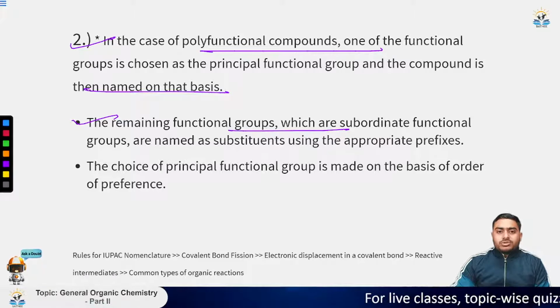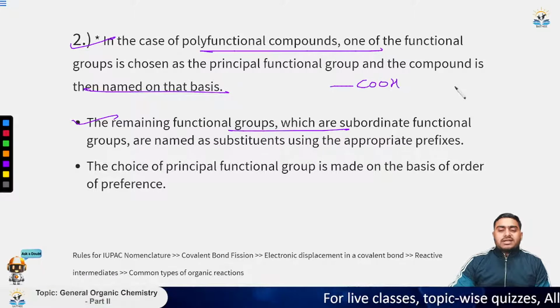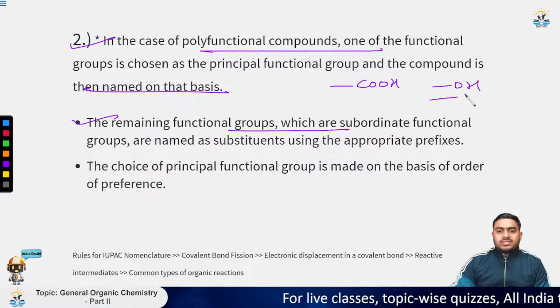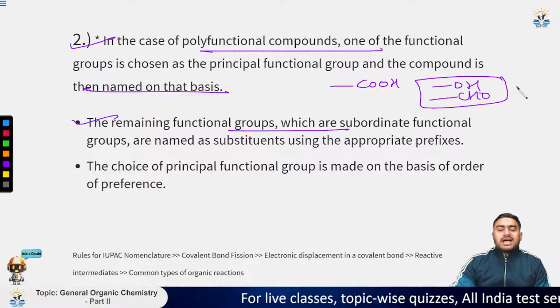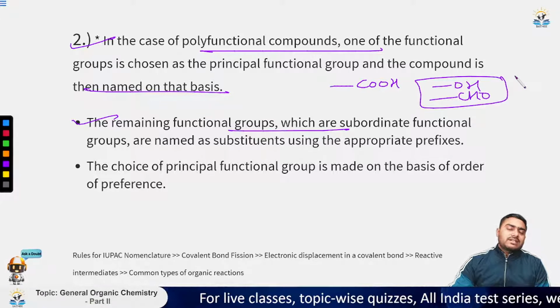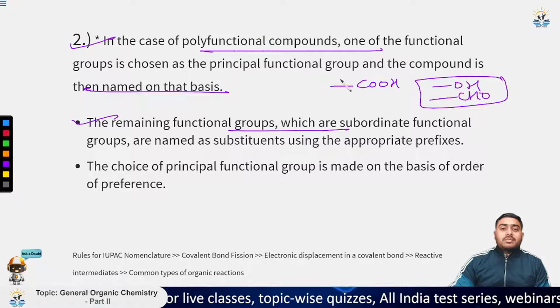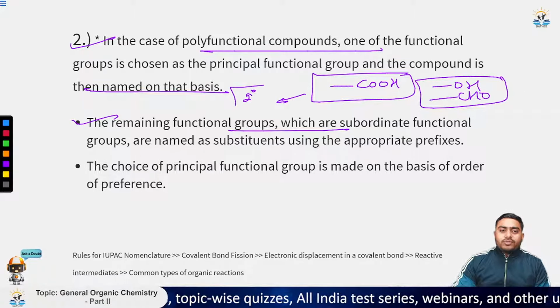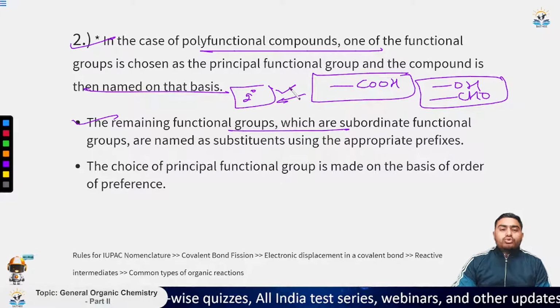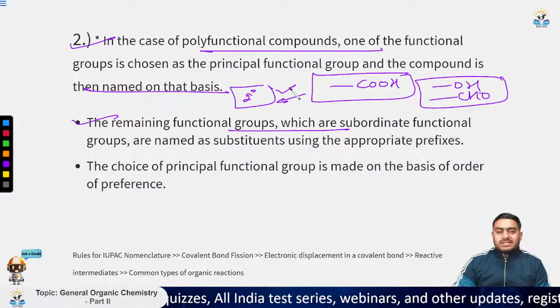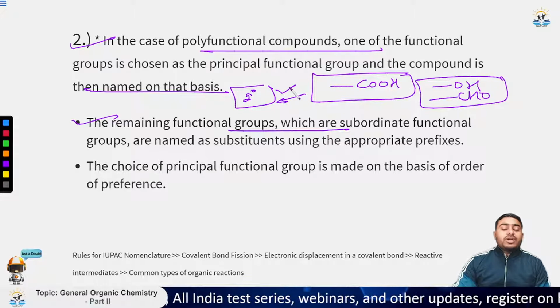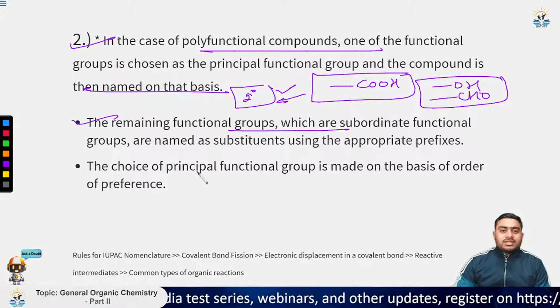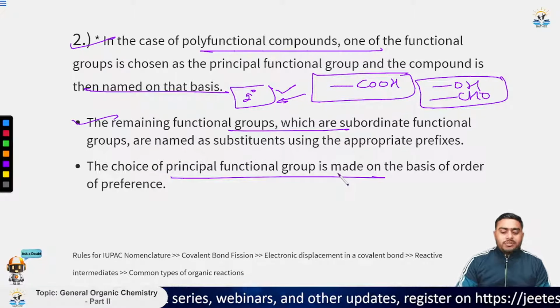Okay, suppose the principal functional group is COOH and the other functional groups like OH and CHO are here. So these are side groups, or these are considered as substituents. The main group is this. That means the secondary suffix of this COOH is used only, not for OH and CHO. For OH and CHO we have to use prefix. Okay, the choice of the principal functional group is made on the basis of this order.